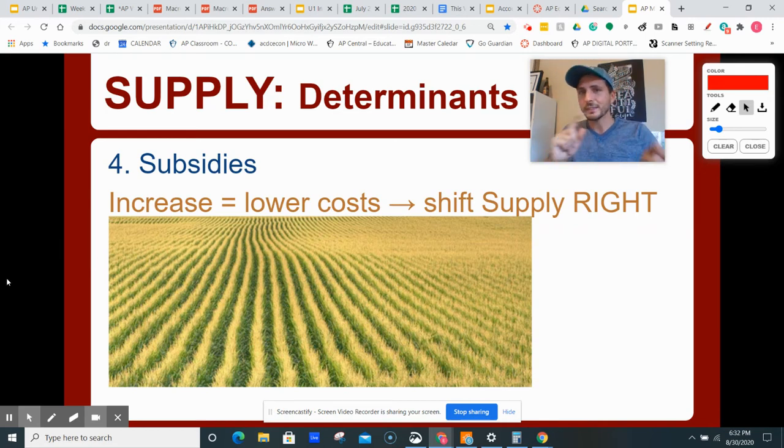Okay, so taxes and subsidies have opposite effects. If I increase taxes, it shifts left. If I increase subsidies, it shifts right. They are polar opposites. Let's try one out.